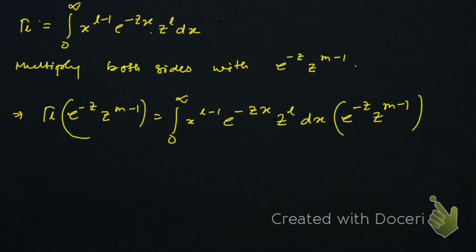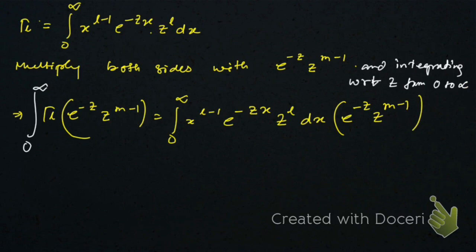Okay, then we can integrate with respect to z, from 0 to infinity, right? Here we're gonna write dz. So here also again one more integration will be there, 0 to infinity dz. Okay, so hope you have understood this.